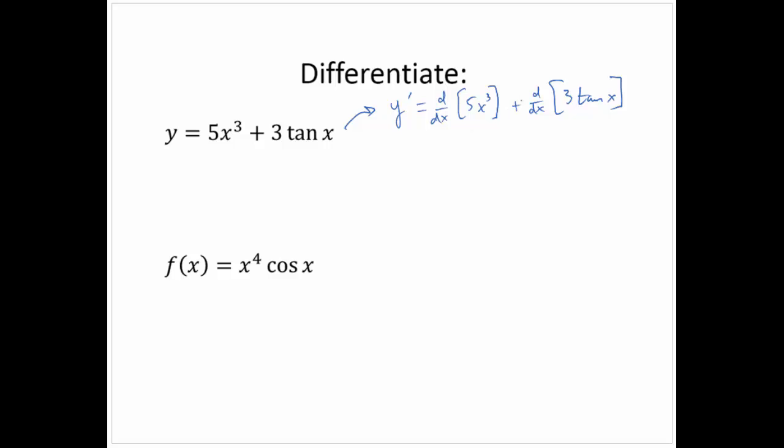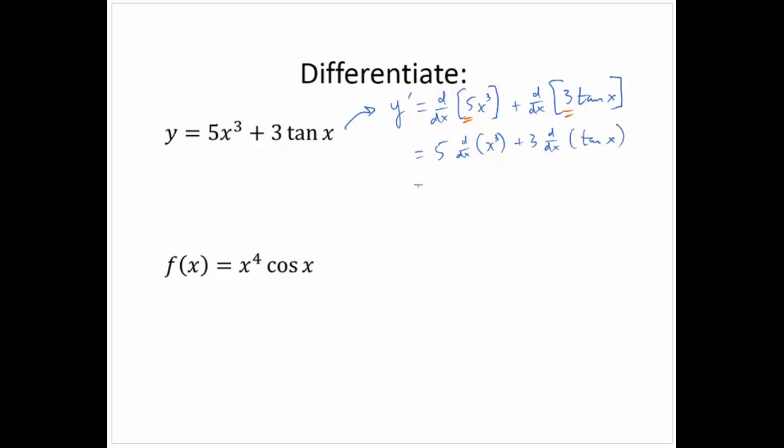So I used the sum rule: for a sum of functions, I can break that apart. Now on each of those I have a constant being multiplied. 5 is a constant, 3 is a constant. So I can write this as 5 times d by dx of x cubed plus 3 times d by dx of tangent x.